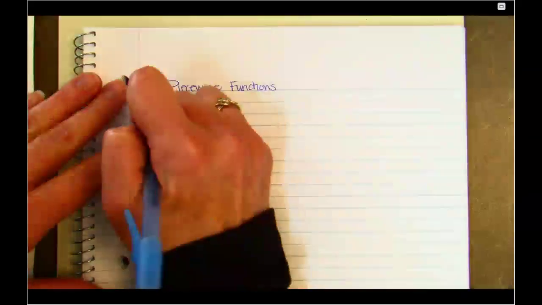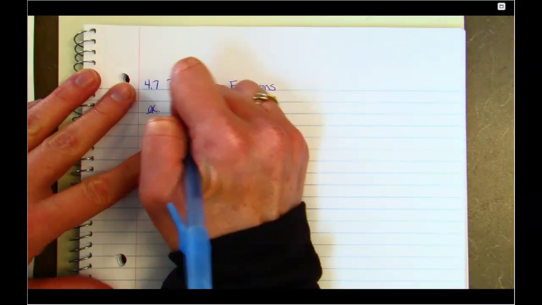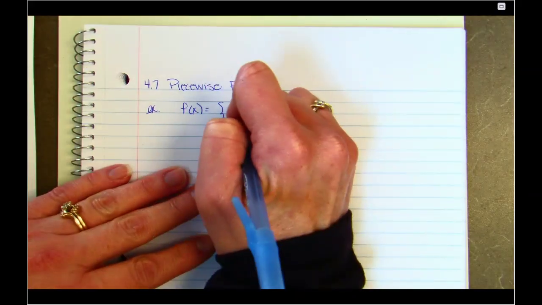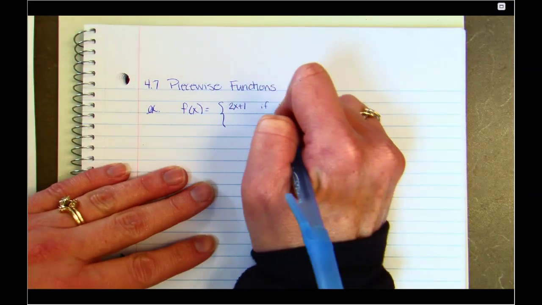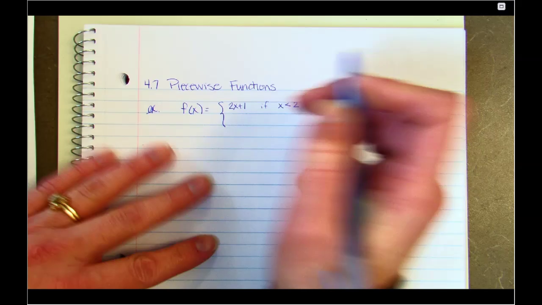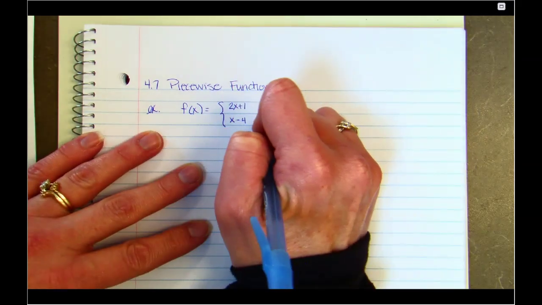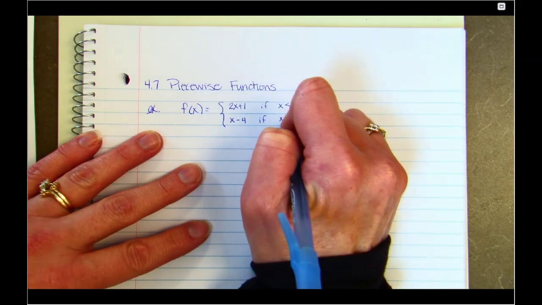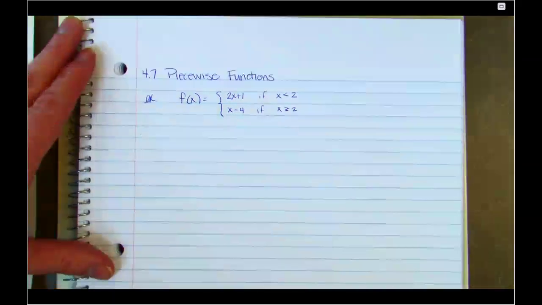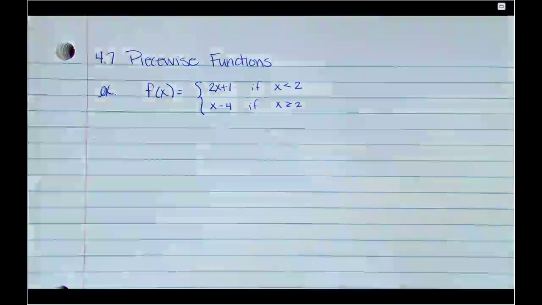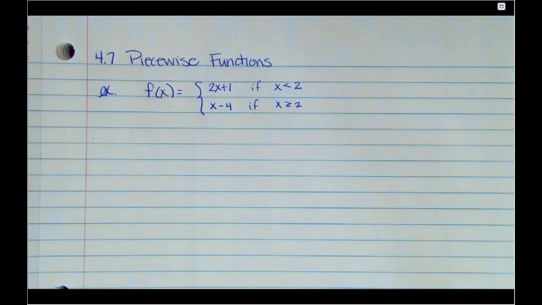So if there's two pieces on the graph, there's two pieces in the equation. So let me give you an example of one. Let's say we have 2x plus 1 if x is less than 2, and x minus 4 if x is greater than or equal to 2. Okay, so I want you to write this down. I'm going to zoom back in so you can see it. And then let me explain to you what all this business means.